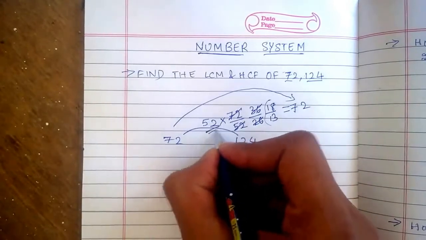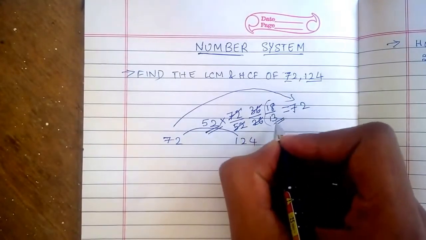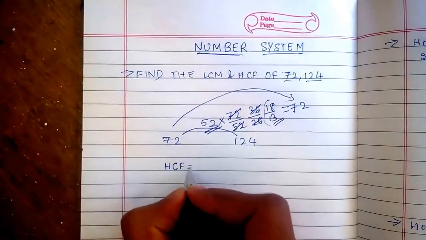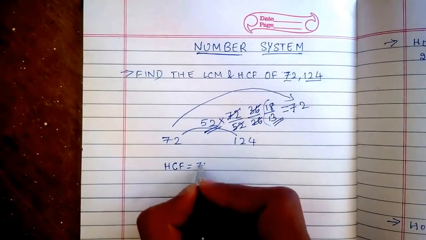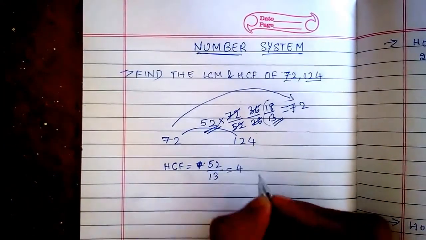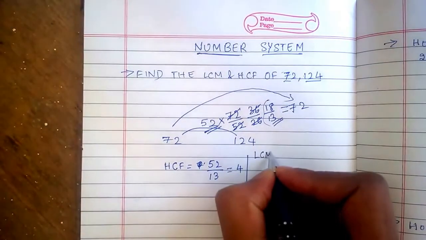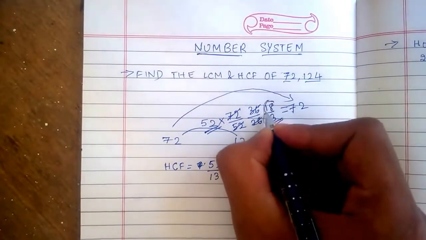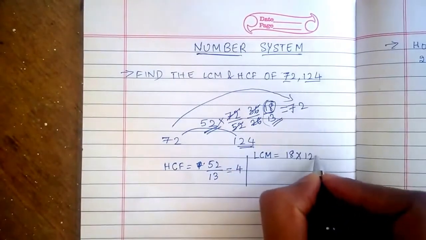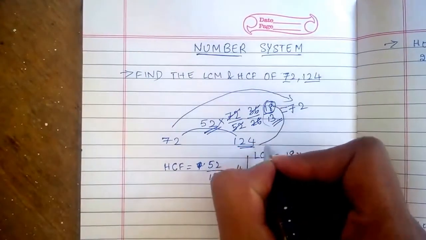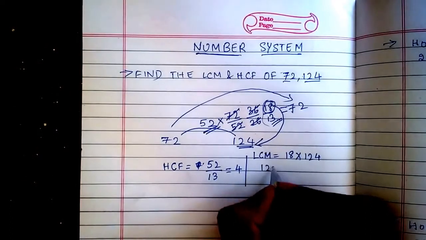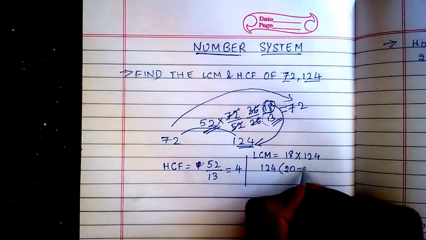Then the difference divided by the denominator of the simplest form of the fraction gives us the HCF. HCF is 52 divided by 13, and that is 4. Now the LCM is the numerator 18 multiplied by the second number 124. 18 multiplied by 124 can be written as 124 times 20 minus 2.